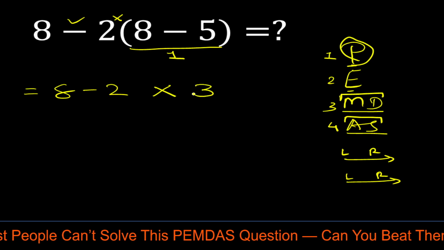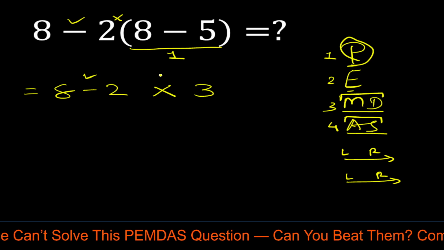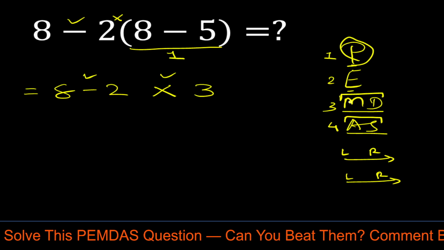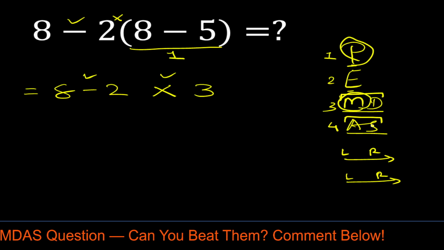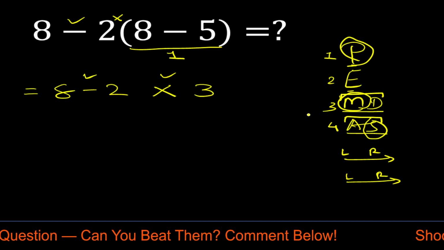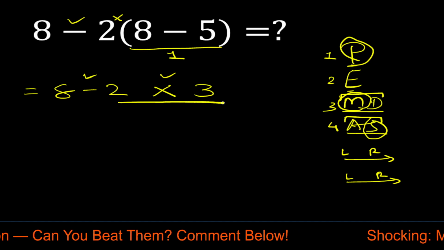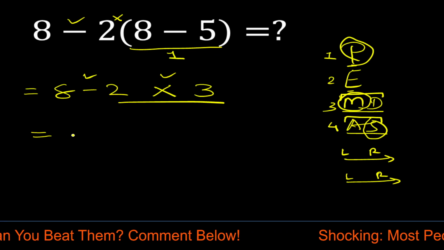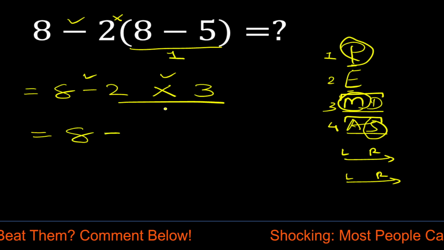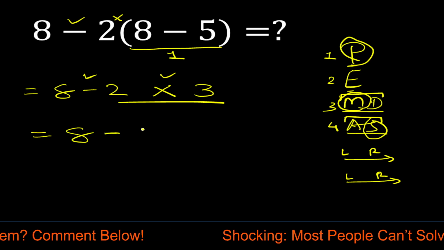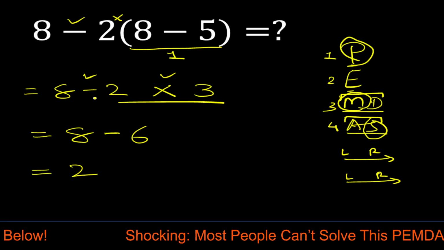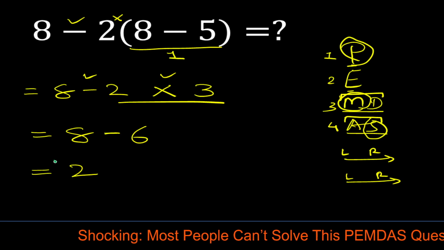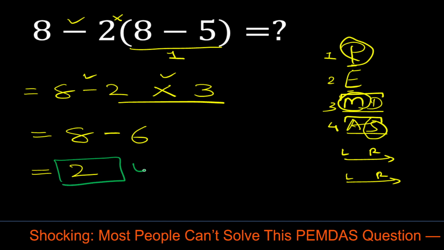So times 3, right? Now here we have subtraction near multiplication. So according to the PEMDAS rule, first we have to solve multiplication. Then we have to solve subtraction, right? So first we have to solve this multiplication. So 8 minus, now solve this multiplication. 2 times 3 is equal to 6. So 8 minus 6 is equal to 2, right? So the correct answer is 2.